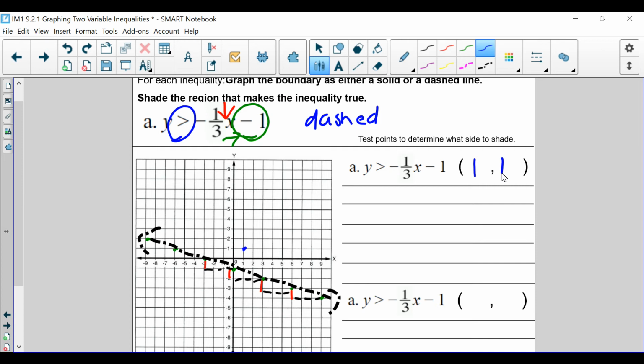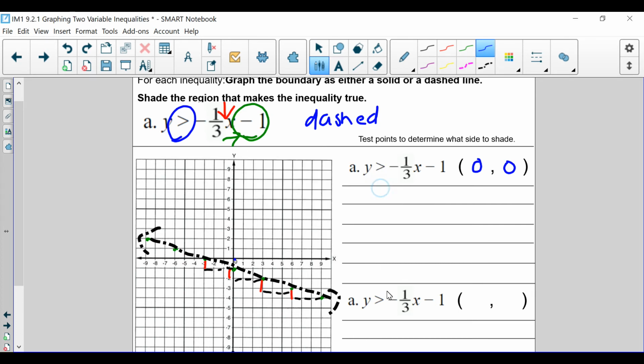Actually, better yet, you know what the easiest one is? 1, 1's not even the easiest. The easiest one is actually 0, 0. If you test 0, 0, that's actually the easiest, like this one right here. If you test 0, 0, you're going to see, does it make a true statement?